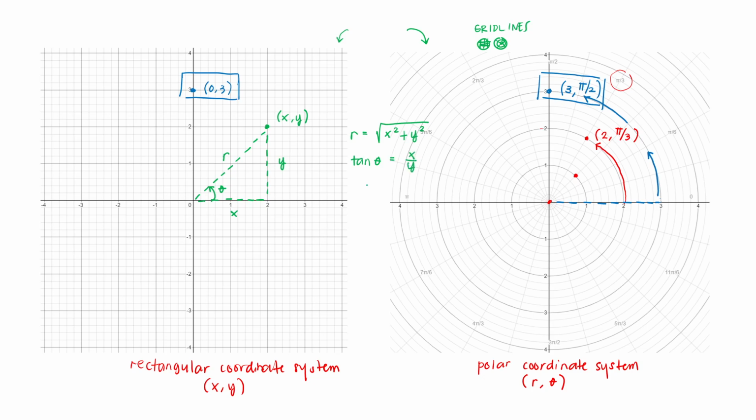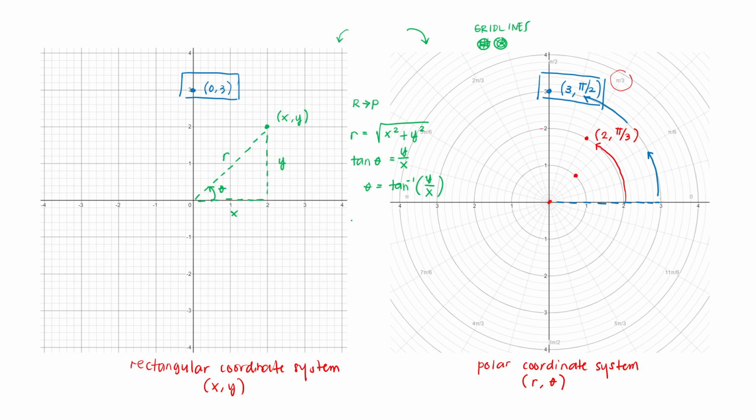And then to look for theta, you're going to get the arctangent of y over x. That's opposite side all over adjacent side. So this will be y all over x. So this is from rectangular to polar.